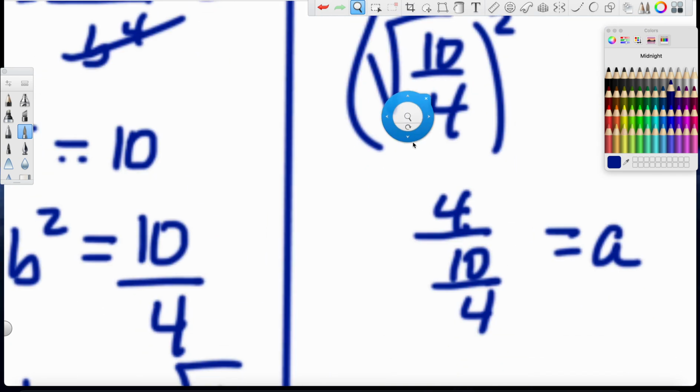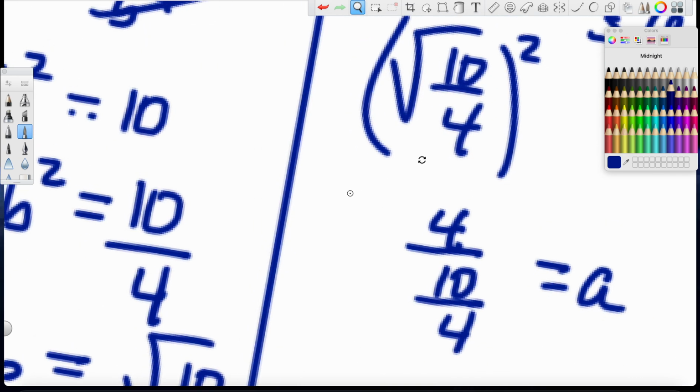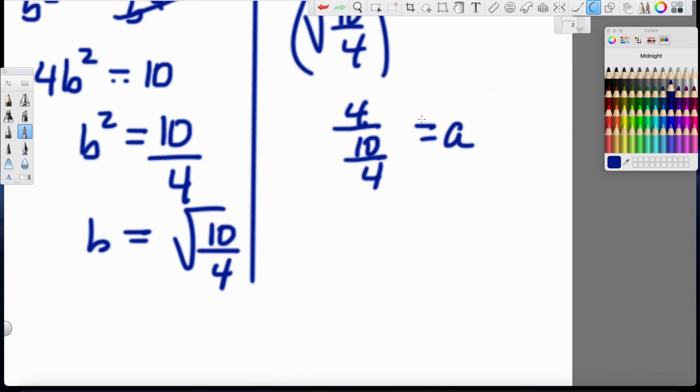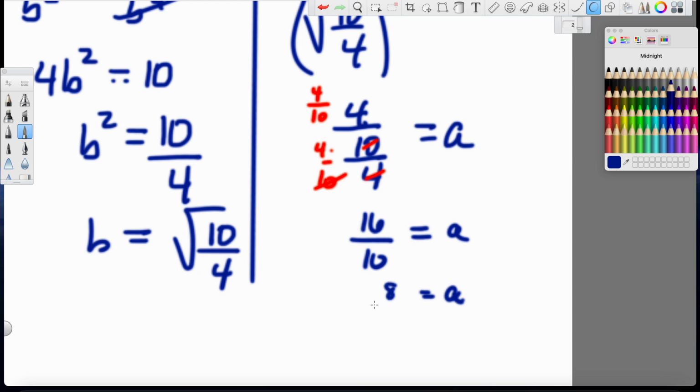And now we have this compound fraction here. We don't want that. So this 10/4, how about we multiply this by its reciprocal, top and bottom. So we get rid of this fraction in the denominator because 10s cancel, 4s cancel, and I get 16/10 as my a value. Or, we could simplify that to 8/5.